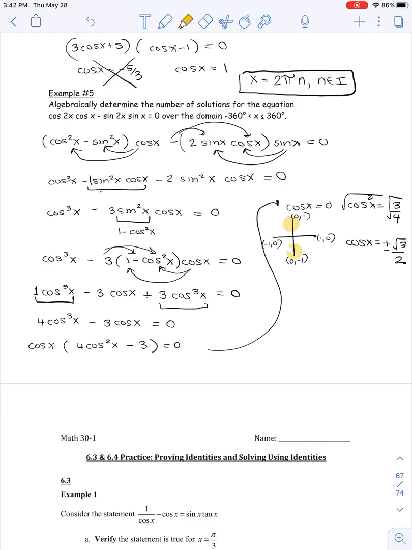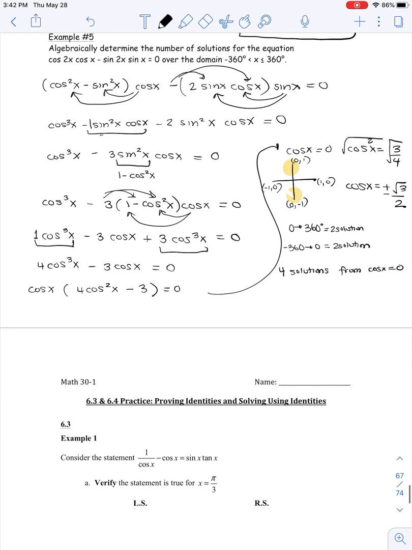Now that's going to be from 0 to 360. So from 0 to 360, we have 2 solutions. And that means from negative 360 to 0, we have also 2 solutions. So from the first set, we have 4 solutions. Okay, so we have 4 solutions from cos x equaling 0.